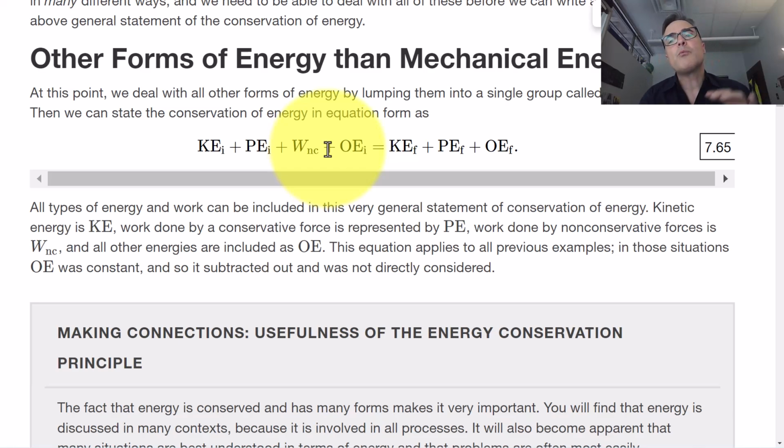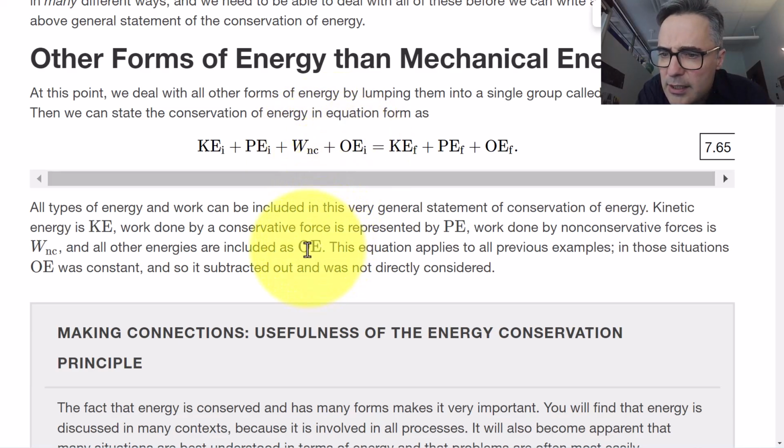WNC, so that's the work done on a system by non-conservative forces. So that can increase your final energy. So you put that on the left-hand side here. So it's positive if you're doing work on the system. It's negative if the system is losing energy by doing work on the environment.